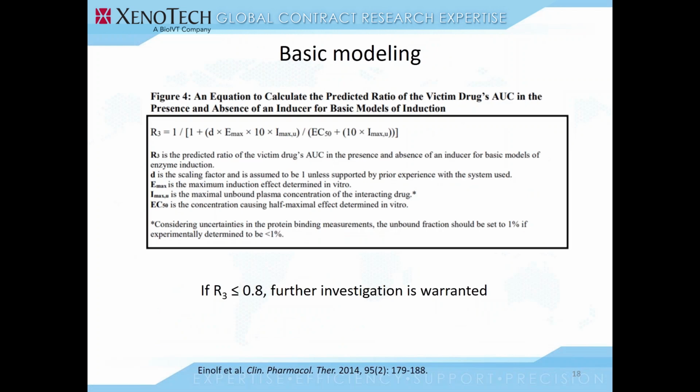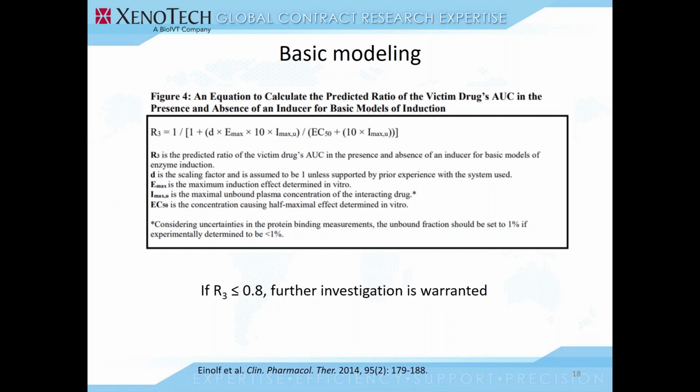If that's not the preference, then the other thing that we do, and we actually do pretty commonly now, is calculate an R3 value. This is the predicted ratio of the area under the curve, or the exposure change of the drug in the presence and absence of an inducer. It's a pretty simple equation. Again, you do need Emax and EC50, which is why we calculate those. And basically, the only challenge here is the scaling factor, which sometimes you know, but more often you don't, and you have to set it to 1.